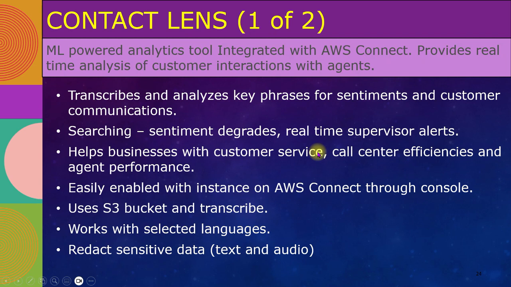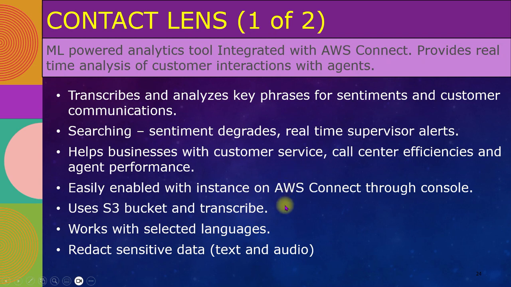Now, like I said, it helps businesses with customer service, call center efficiencies, and agent performance. And it's easily enabled with an instance through the console. So you could enable contact lens, and then what you could do is you could run reports and generate dashboards and stuff like that.